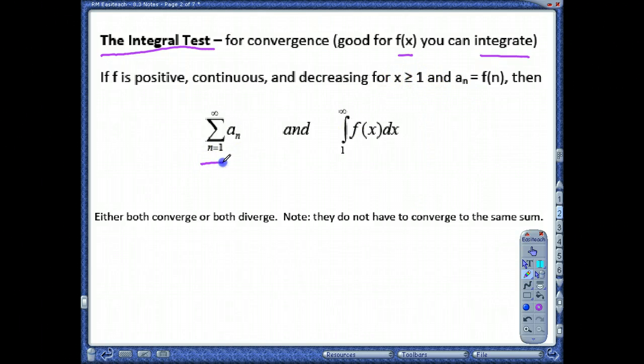Then we're going to look at that series. We're going to change it into an integral, and we're going to find where that integral is going. Either they both converge or they both diverge. So when I find that integral, if that converges, then I know my series converges. If it diverges, I know my series diverges. Now you can already see that looking at this integral, we're going to have to do what we did in section 7.8, which is do the limit as some variable approaches positive infinity.